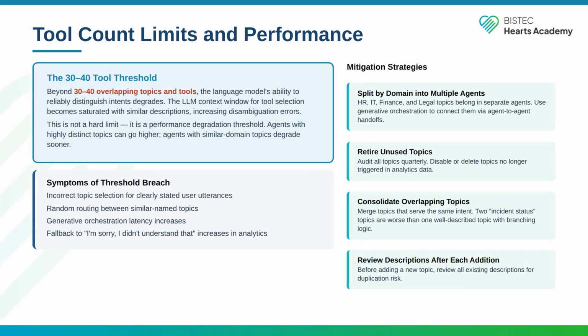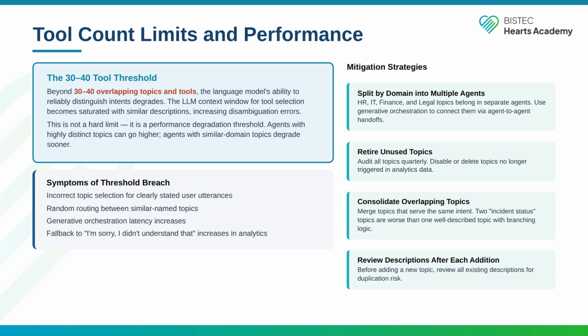The 30 to 40 tool threshold is the number that experienced admins discover by accident when routing starts behaving erratically. Your job is to make it a governance parameter before that happens. Overlapping is the operative word. The threshold is not simply a count of all topics and tools. It is a count of topics and tools that compete for the same user utterances.